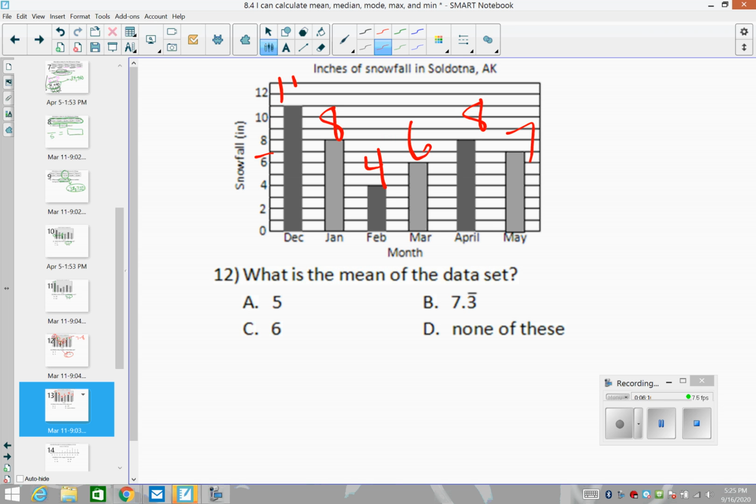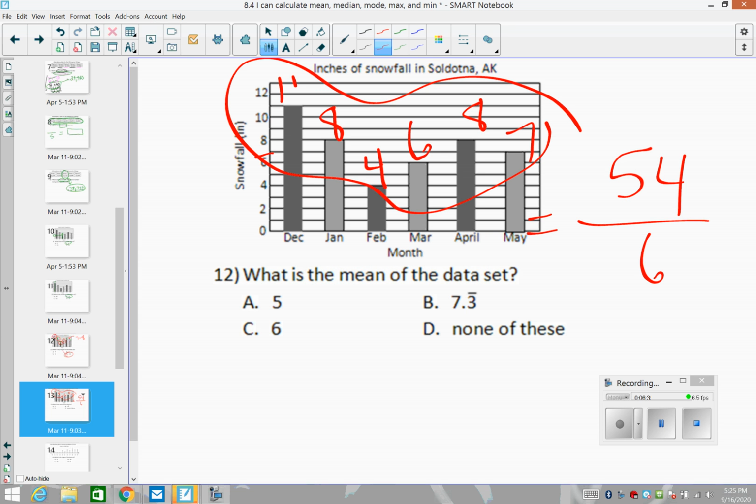So when I add these up, I'm going to get the sum of those. I'm going to add these numbers up and I'm going to divide by 6. So we would have 11 plus 18 plus 4 plus 6 plus 8 plus 7 gives us 54. Oops, I added wrong. That can't be 54. Let's try that again. 11, I think I put 18 instead of 8. Plus 8 plus 4 plus 6 plus 8 plus 7.